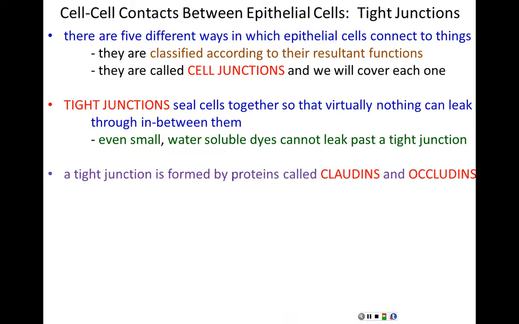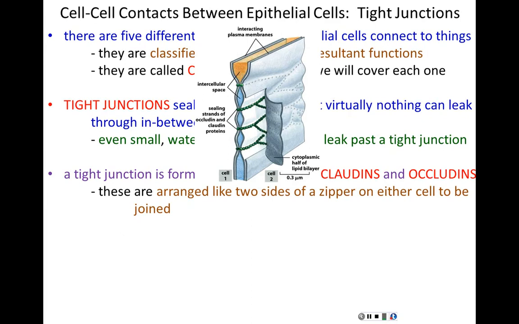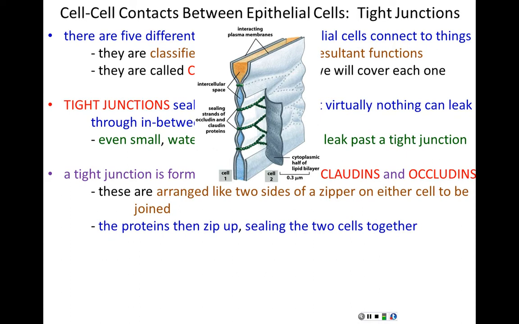The way that you form a tight junction is by using two different proteins called claudins and occludins. These two proteins are arranged on either side of the junction, both part of cell membranes, almost like two sides of a zipper on either side of a seam. And the analogy is not really an analogy, it's what happens. The claudins and the occludins zip up. The way they interact with one another is that they interlock with each other, and they zip up. And so the two cells on either side of the junction, those two cell membranes zip up, and you make a very, very tight seal between those two cells through which nothing can pass.